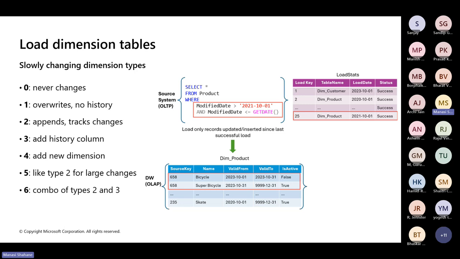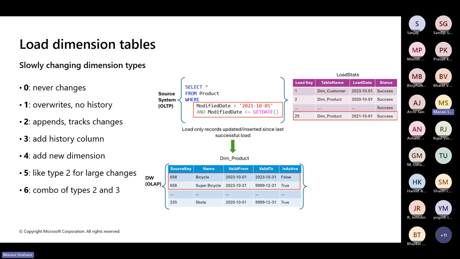Why are there types? Dimension tables are called SCD type 1, type 2, type 3. Why are they called this? Why do we need these types? Because they help you track the historical data.